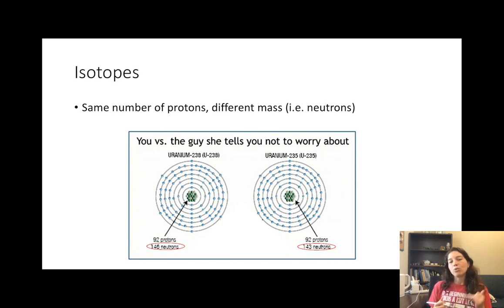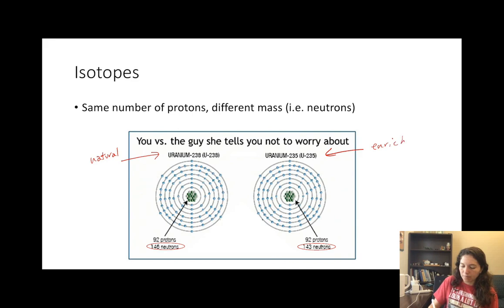Uranium-238 is our natural uranium that occurs in the soil. Uranium-235 is what you might have heard of as enriched uranium. It's the one that's radioactive. And this one is very mildly radioactive, whereas this one is very enriched, is very radioactive.